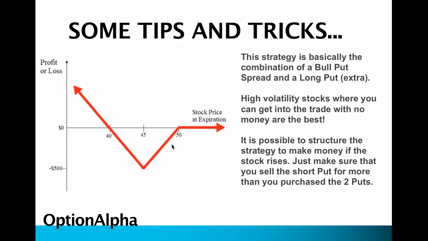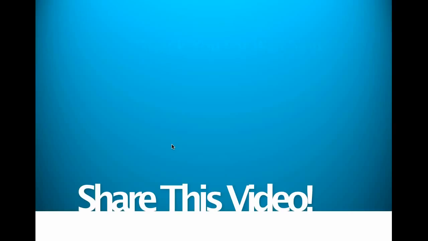Now again, like we talked about, it is possible to structure a strategy to make money if the stock rises. Just make sure you sell the short put for more than you purchase the two long puts. Again, very easy, and it creates a more market neutral strategy overall.